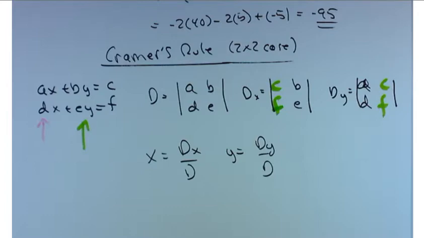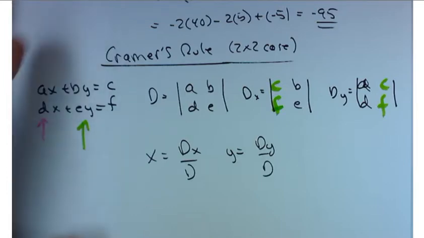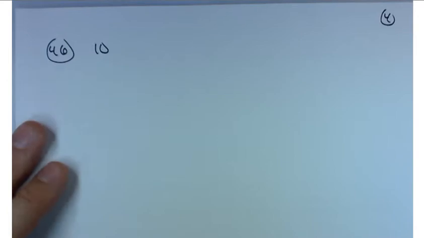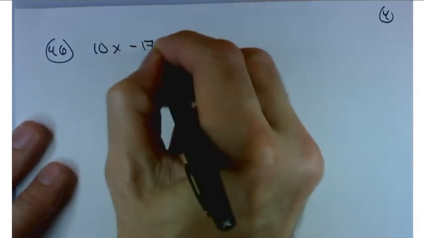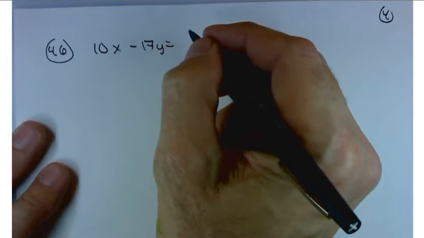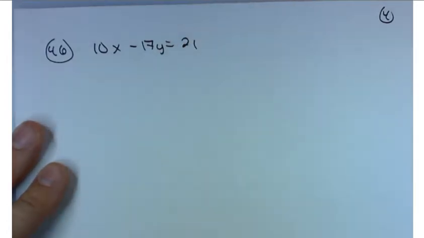And let's do one that maybe we wouldn't want to do by hand. All right, and that'd be problem number 46. 10x minus 17y equals 21. 20x minus 31y equals 39.